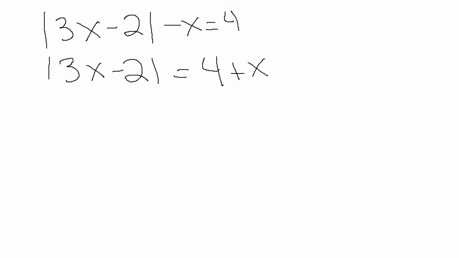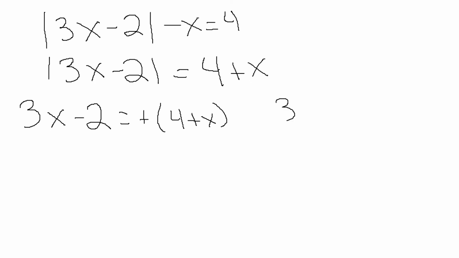Now I need to break this into a positive answer and a negative answer. Remember, the absolute value symbols just go away. I'm going to have a positive, and then I'm going to have a negative. Oops, put those in parentheses because that negative sign is going to have to touch every piece inside of there. So put those in parentheses. Remember, we have to have a positive and we have to have a negative.